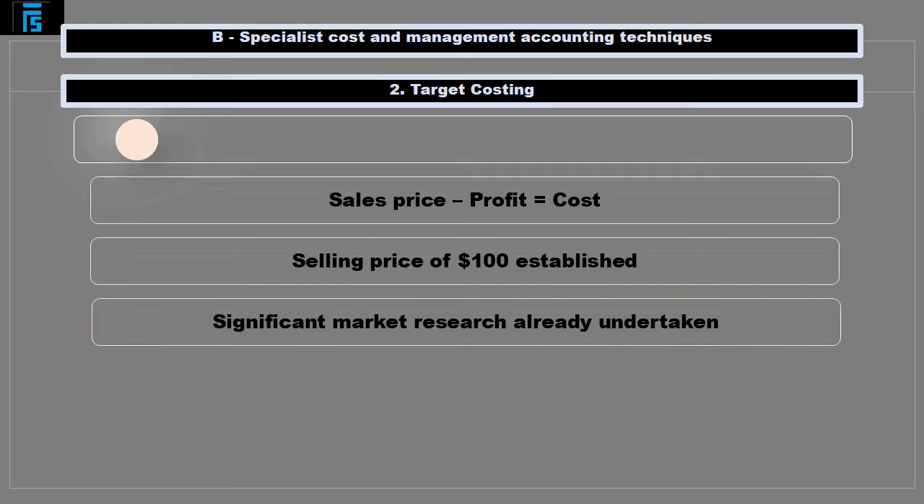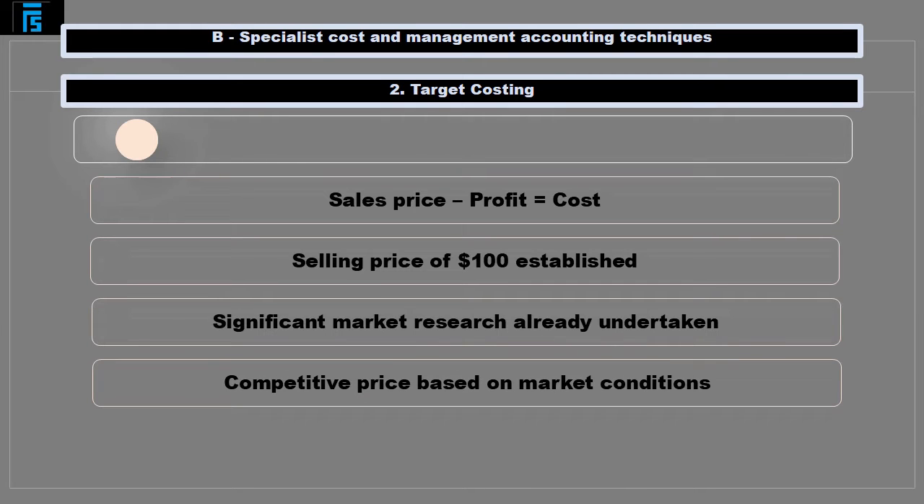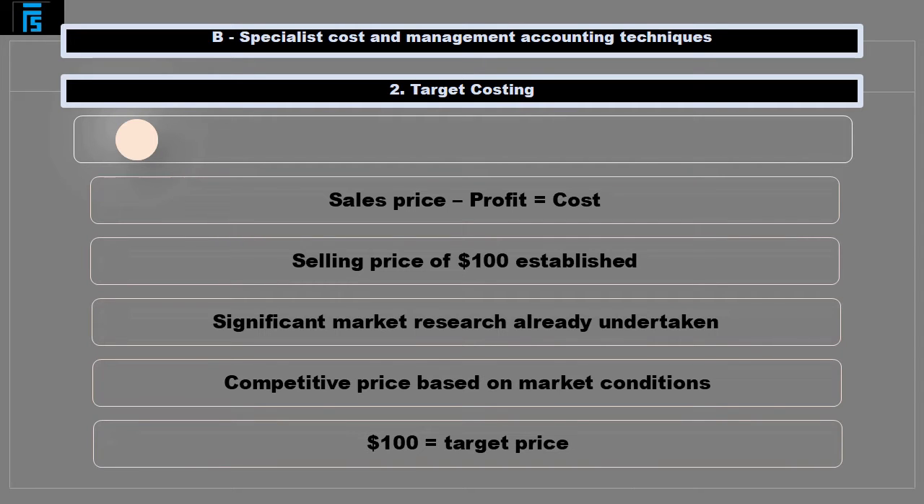We can assume that significant market research has been undertaken to ensure that this product P is of interest to customers. Also, we can assume the price of $100 is competitive and has been set based on what a customer may be willing to pay for this product, as well as the desired share of the market sought by Company A. In other words, we can say that the $100 sales price is a target price.